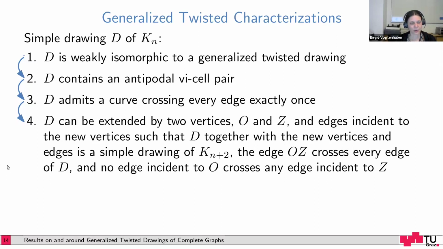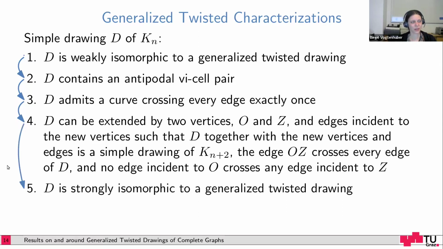And then with this property of the plane K2,n, we could show that actually D is strongly isomorphic to a generalized twisted drawing by using a property. So it was known that for such a drawing that contains such a plane K2,n, the remaining n vertices form a C-monotone drawing, or are weakly isomorphic to a C-monotone drawing.